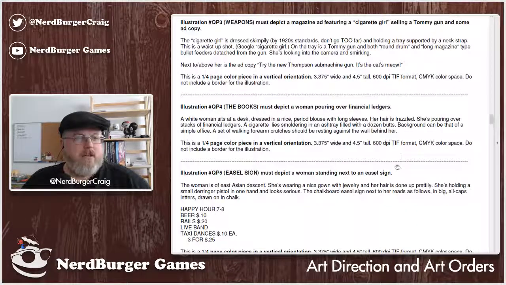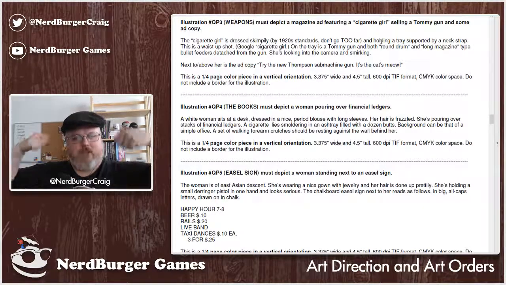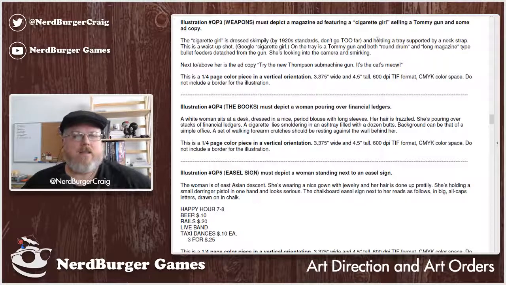So a quarter-page shot in here was a cigarette girl with the tray in front of her, with the straps, that they would be selling cigarettes and cigars and things out of, matchbooks. But I had her selling a Tommy gun, and then there was some ad copy making a big deal out of this being a Tommy gun. In this case, the cigarette girl is dressed skimpily by 1920s standards, of course, holding a tray with a neck strap. It's a waist-up shot. I put a little reminder in here to Google cigarette girl, just in case my artist didn't know what a cigarette girl was. On the tray is a Tommy gun, and then some details about that.